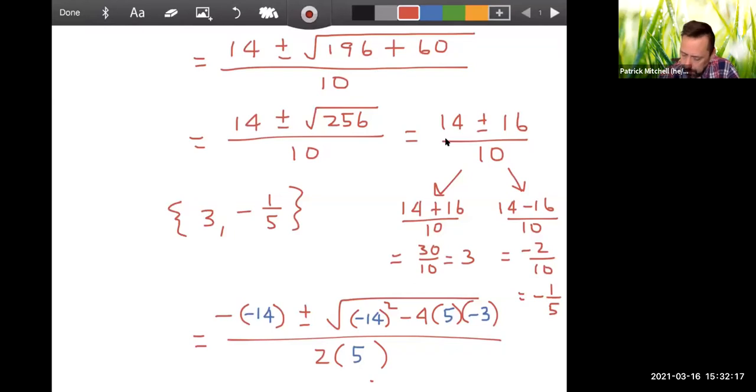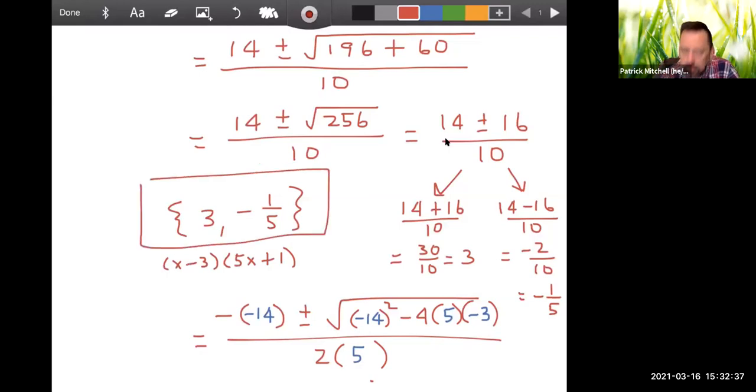The 3 would have come from the factor x minus 3. This is not part of the answer. The negative 1/5 would have come from the factor 5x plus 1. You can multiply all that together and get the original equation back. But these are my two solutions.